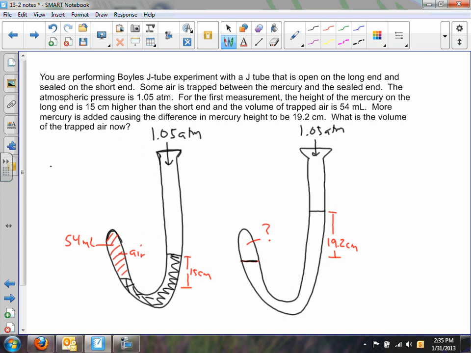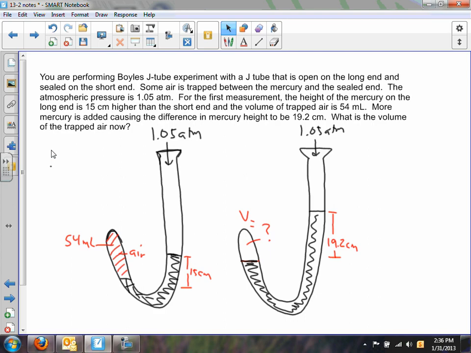And we know that the difference between these heights is 15 centimeters. Then I added more mercury. That, of course, squishes the air a little bit, so I now have a different volume up here. The height difference between the mercury levels is 19.2, and now we want to figure out what is the volume in the new tube.